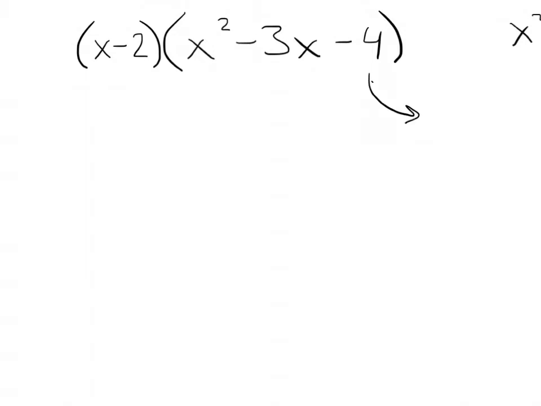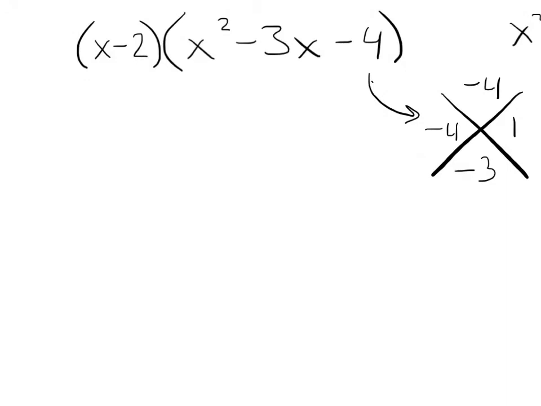If we attempt to factor this thing, what method do you use? X. We use our x method because we basically always use that method when it's a trinomial. I need two things that multiply for -4 and add for -3. Those numbers are -4 and 1. So what do we do with those numbers?